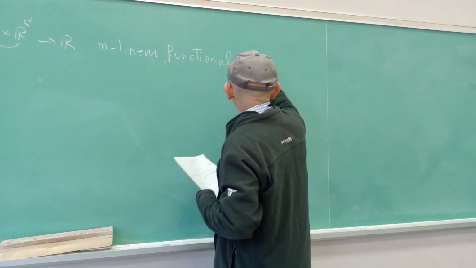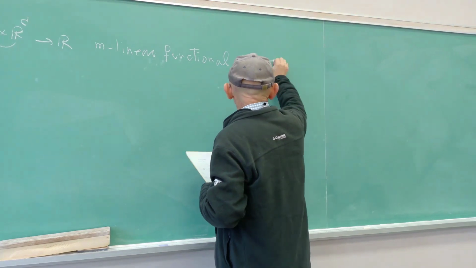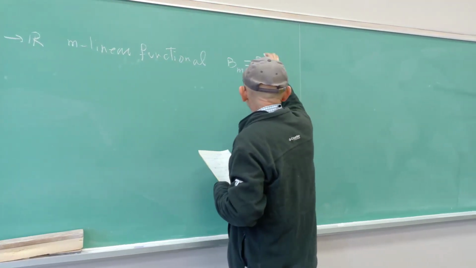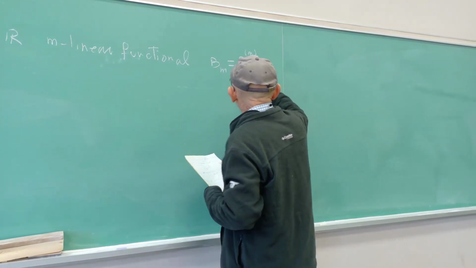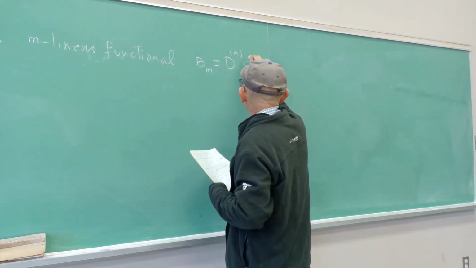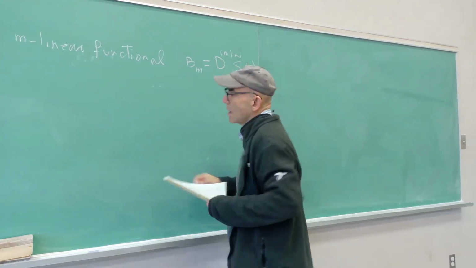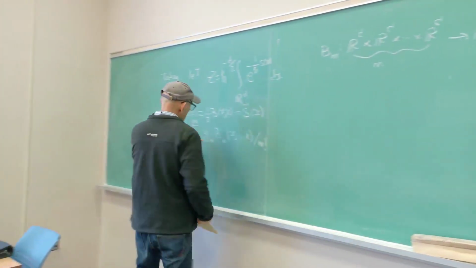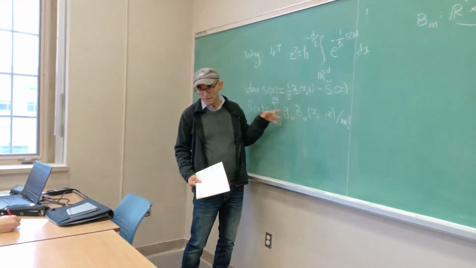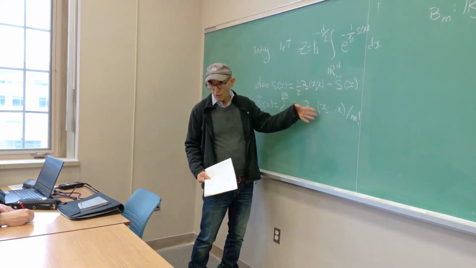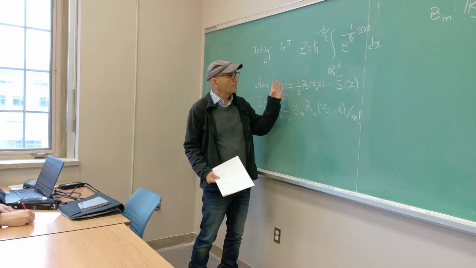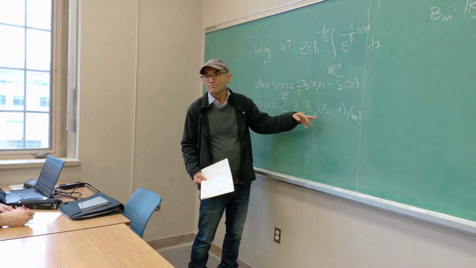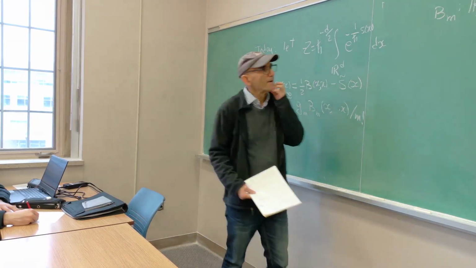I mean, so B_m is equal to d^m of S at 0. And in that way, you notice that if you neglect these g_m, this is basically the formal Taylor expansion of this function S. That's what we're doing.